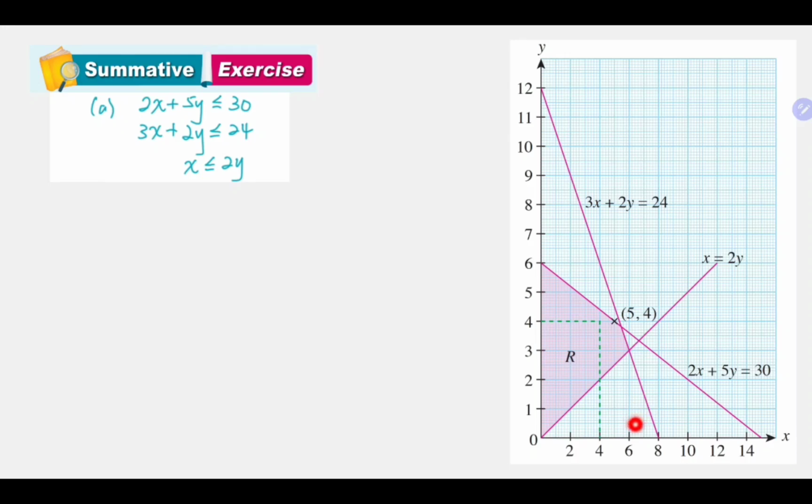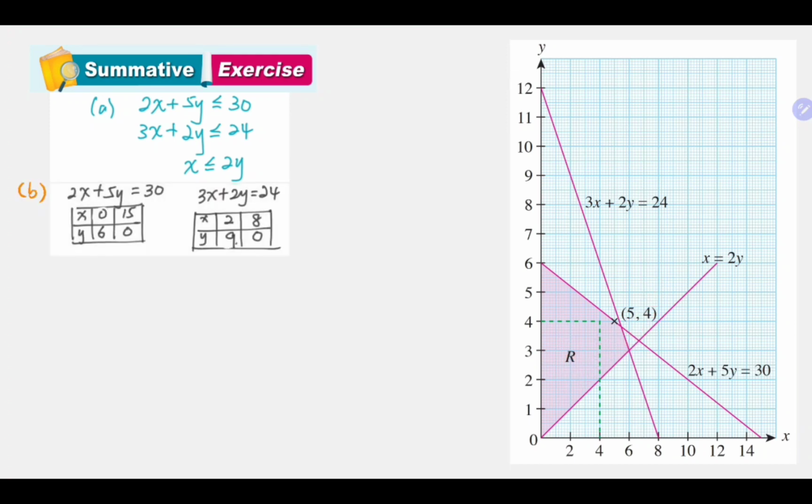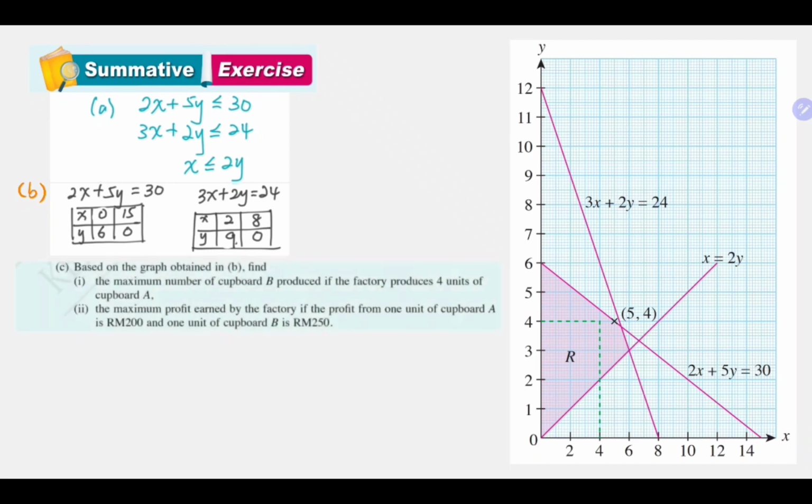Lastly, x less than or equal to 2y. So when x equals 2y, the line will pass through x0 and y0, which is the origin. And we pick a y value, let's say 3. When y is 3, then x will be 2 times 3, which is 6. So we pass through 6, 3. So we get this straight line, extend it. When x is less than or equal to 2y, the positive 2y is on the greater side, so we want the region above the straight line. So B, this is our complete graph.